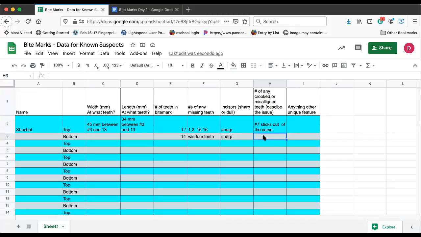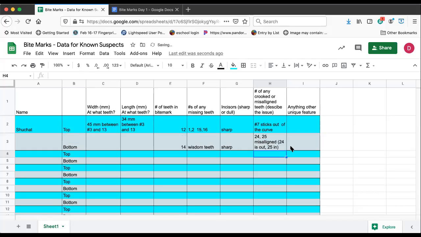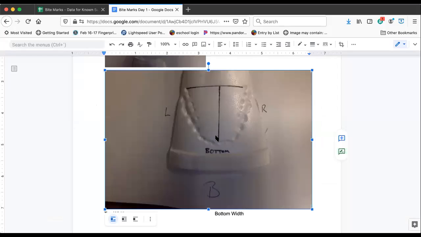So 24, 25, misaligned. Am I spelling this right? Doesn't matter. 24 is in front, is out. 25 in. All right, they're misaligned. 24 is more out, 25 is the more in. All right, there's 24, there's 25.